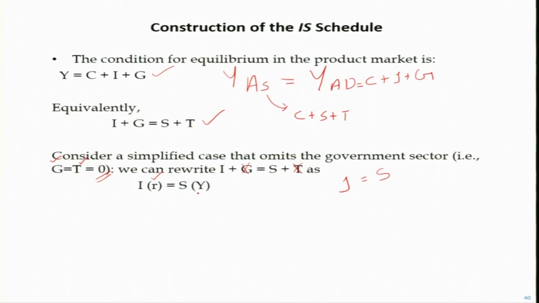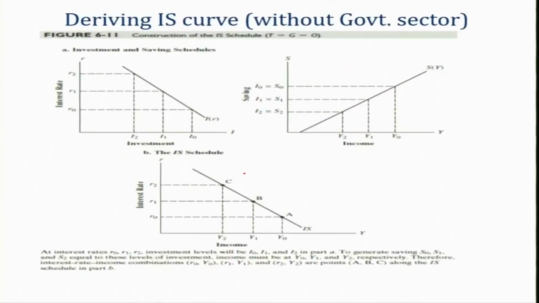And savings, the household savings, is a function of income. Obviously, the higher the income, the higher will be the saving, and there is a positive relationship between saving and income. So, finally we can say that I(r) is equal to S(Y).